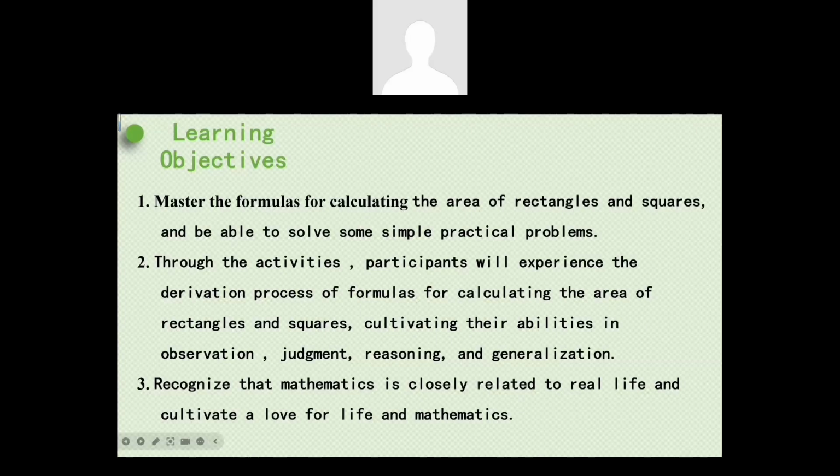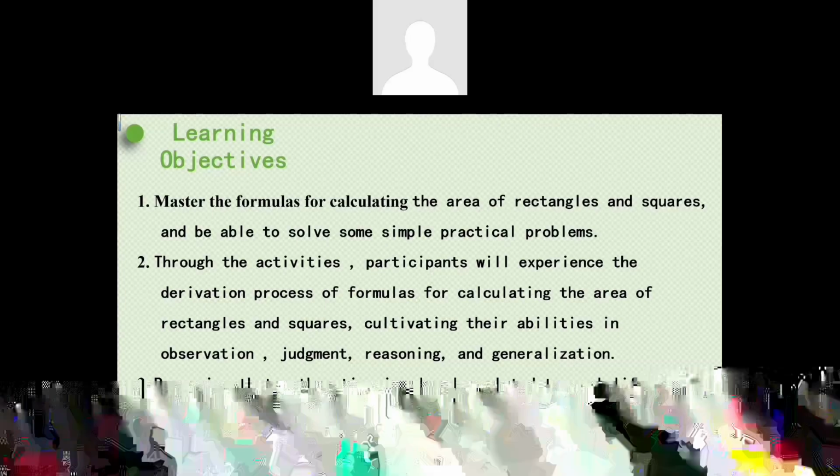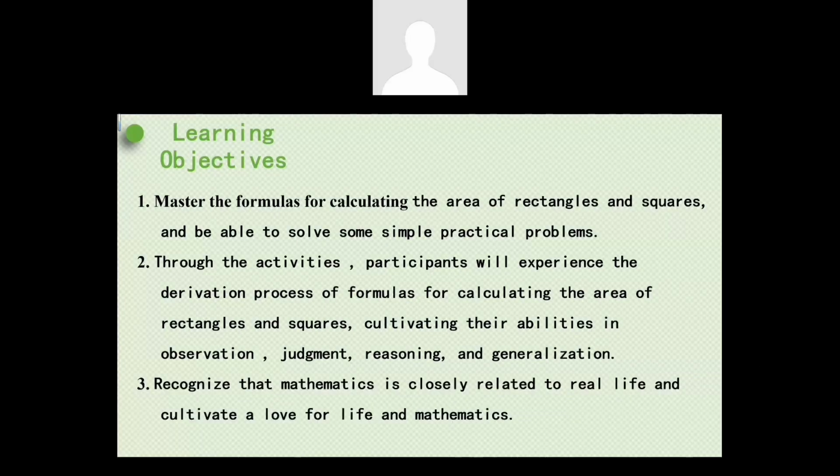Okay, today we have three goals. Learn the area formulas for rectangles and squares and solve basic problems. Understand where the formula comes from, not just memorize it. See how math connects to real life: room area, playground area, people size, and so on. Alright, if the goals are clear, let's start.